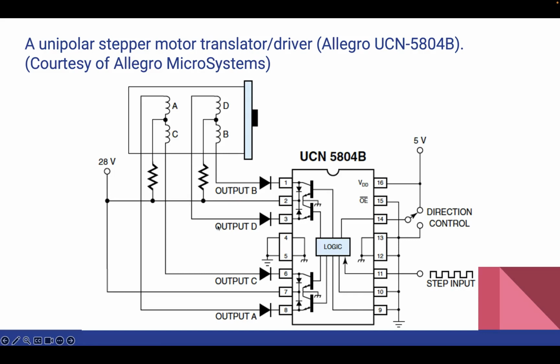Now let's break it down into basic inputs and operations of this versatile IC. The primary inputs are the step input at pin 11 that you can see here, and the direction input, pin 14. The motor's movement is synchronized with the step input, where each pulse applied to this pin causes the motor to advance one step. Meanwhile, the logic level on the direction pin determines whether the rotation will be clockwise or anti-clockwise.